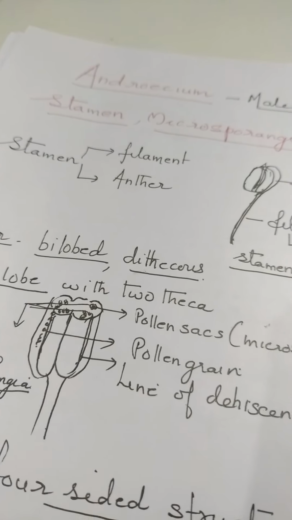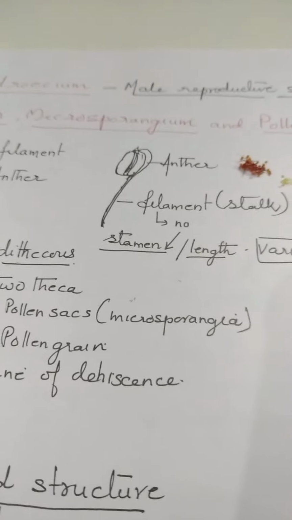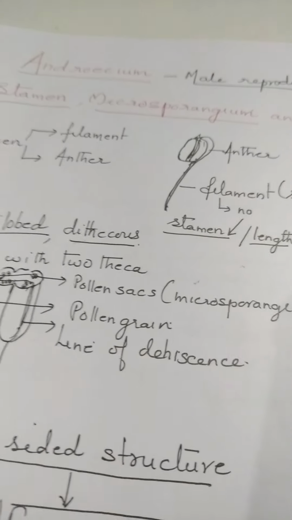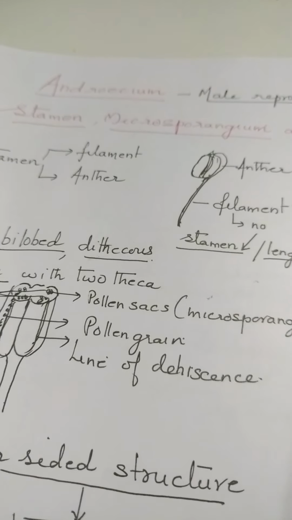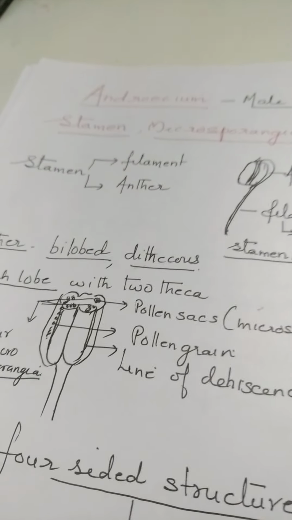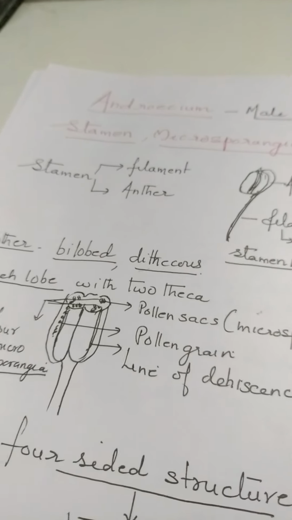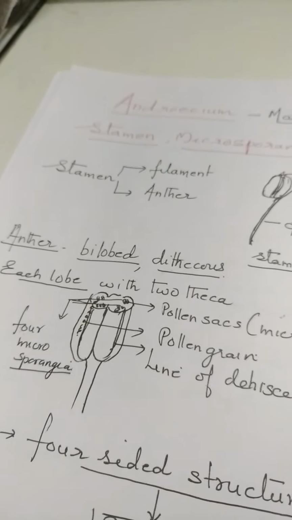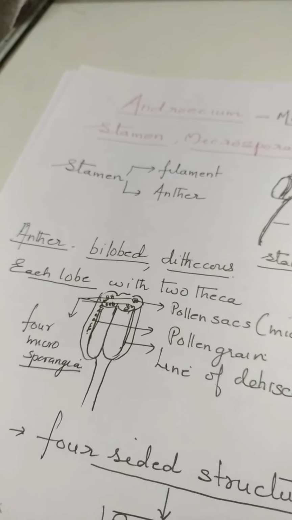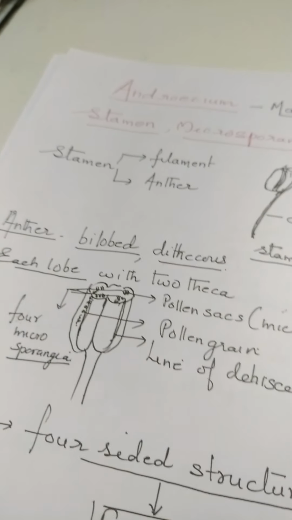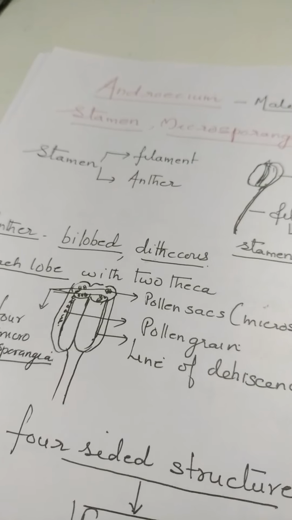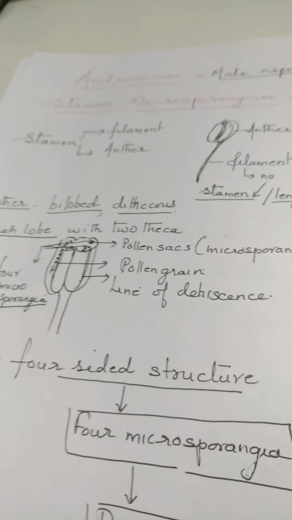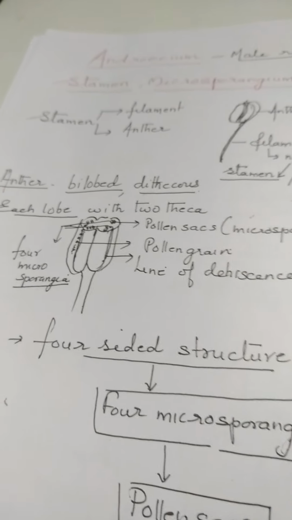It is mostly, in this hibiscus we have come across monothecous type of stamens, but here usually we'll come across bilobed dithecous type. That is, each anther will have lobes, and each lobe is provided with two thecae. That is why it is known as dithecous.